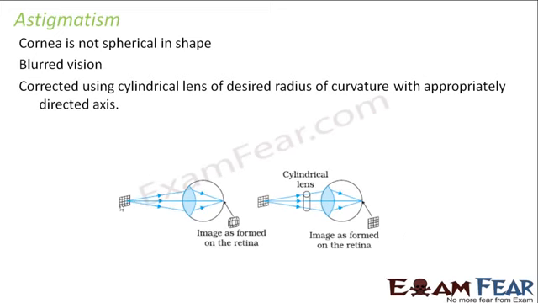See, for example, this is the object, right? It is a net kind of a structure. So if your cornea is not exactly spherical in shape, in that case you will see the image somewhat like this. That means you are able to see the image but not properly. So if you use a cylindrical lens, then this can be corrected. Since this defect arises due to the shape of the cornea, we are introducing a cylindrical lens so that it can compensate for the shape.